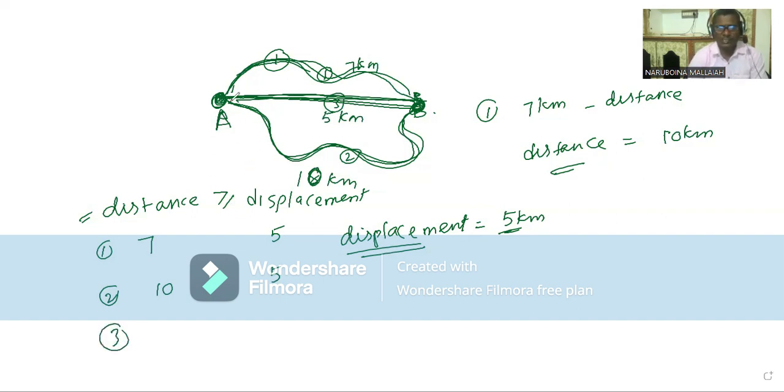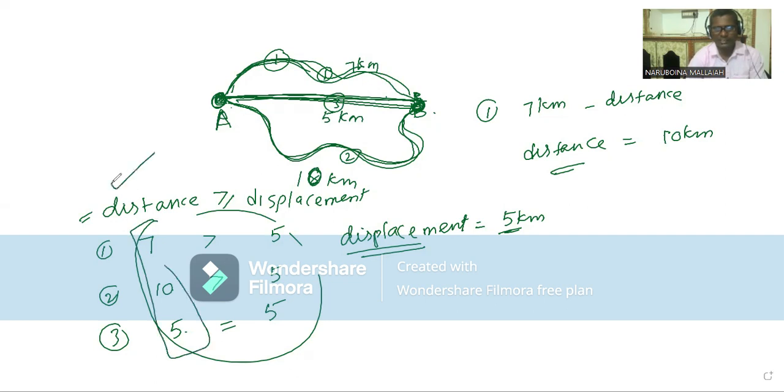Third path. What is the distance here? 5. What is the displacement for A to B? 5. For this A to B, distance is 5 and displacement is also 5. Now, 7 is greater than 5, 10 is also greater than 5, 5 is equal to 5. So these three statements combined we can write as 7, 10, 5 - these are distances, and 5, 5, 5 - this is displacement. So distance is greater than or equal to displacement; here greater, here the equal symbol.